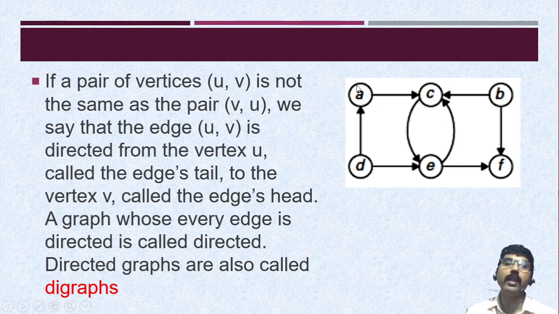If I consider A as a vertex, for example, if I consider this one as U and this one as V, the edge UV is not the same as VU. In a directed graph, these are not the same. CA is not the same as AC.